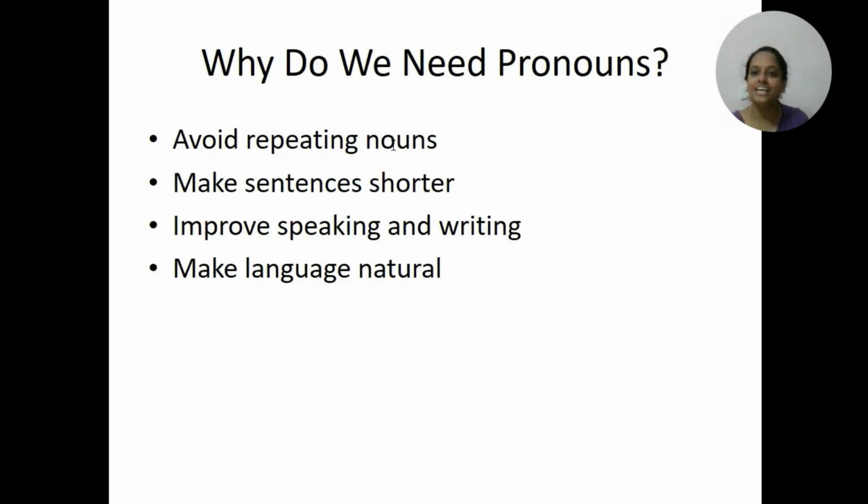Pretty cool, isn't it? Now imagine reading a whole story without pronouns. The cat chased the mouse, the cat caught the mouse, the cat looked at the mouse, the mouse escaped from the cat. That's exhausting, right? Now listen to this. The cat chased the mouse. It caught it, but it escaped. Notice how much smoother that sounds? Pronouns help us avoid repeating the same nouns again and again, make our sentences shorter, make our conversation sound natural, and improve our speaking and writing. So without pronouns, English sounds very awkward.